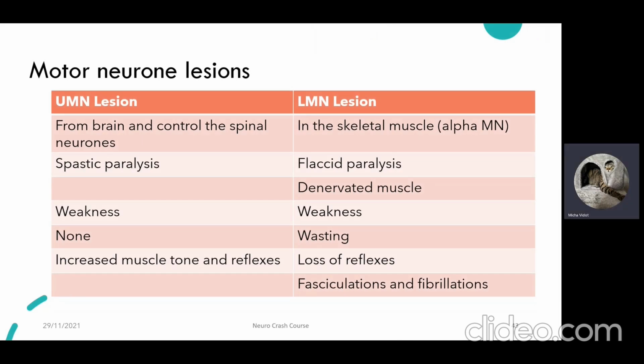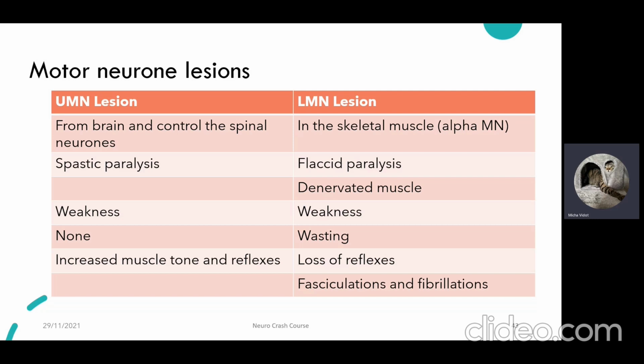Now, a little bit about motor neuron lesions. So you have upper motor neuron lesions and lower motor neuron lesions. Going first through upper, this is when you damage neurons from the brain and spinal cord. Any damage to them will cause spastic paralysis, weakness, and increased muscle tone and reflexes. This weakness is due to no signal from the brain being sent to the muscle to contract, but you'll have increased tone and reflexes because your brain can't dampen it down.